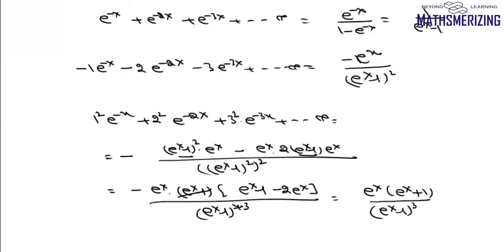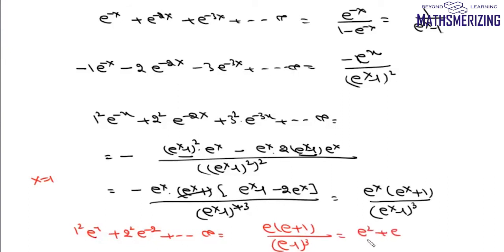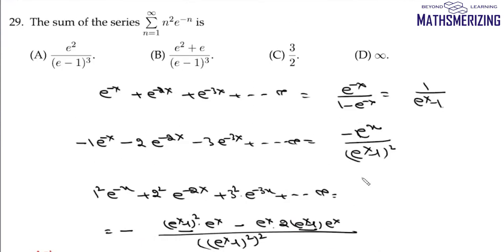Now what we'll do is we'll put x as 1. We'll get this as 1 square into e to the power minus 1 plus 2 square e to the power minus 2 up to infinite, and it'll be equal to e into (e plus 1) upon (e minus 1) whole cube. So it'll be (e square plus e) upon (e minus 1) whole cube. So the answer to this question is (e square plus e) upon (e minus 1) whole cube, and that's your option B.